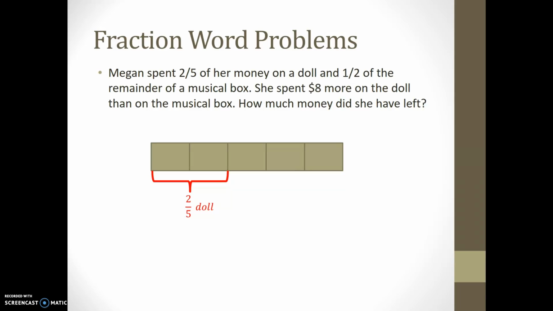Okay, the second part of our problem says that 1/2 of the remainder was spent on a musical box. Well, look at this. My remainder is 3 units here, right? 1, 2, 3. And she's going to spend half of those 3 units on a musical box. Since I can't easily divide 3 units into 2, I'm going to subdivide. When I subdivide my 3 units, I'm going to just subdivide the whole thing. So let's go ahead and do that.